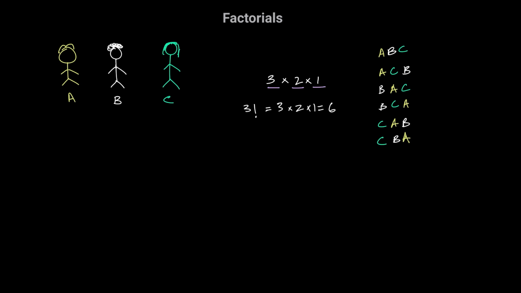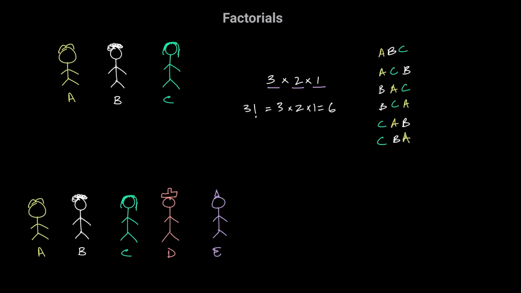Now let's say that instead of 3 different people, I have 5 different people I want to arrange. And I want to arrange these people in a row, again from left to right. Now if we start again at the leftmost position, there are 5 different people I can pick for this first position. It doesn't matter who we choose. We can pick A, B, C, D, or E for this first position.